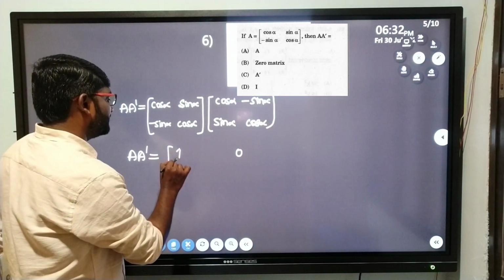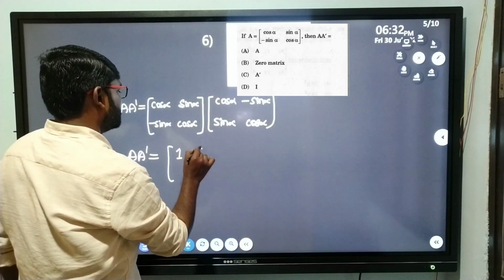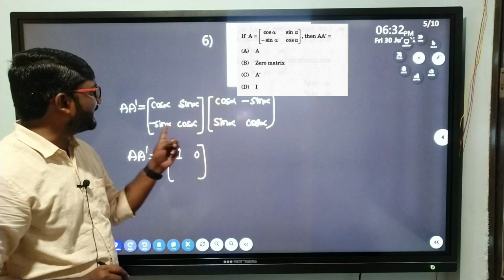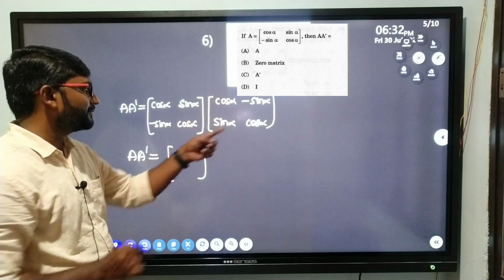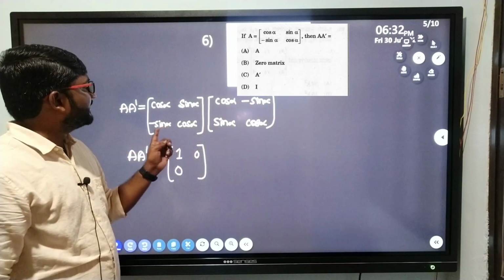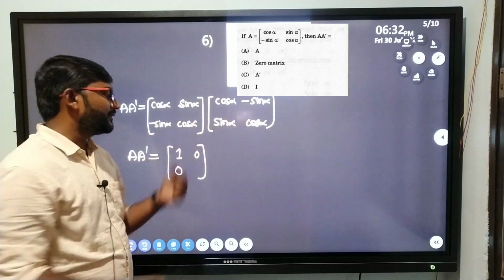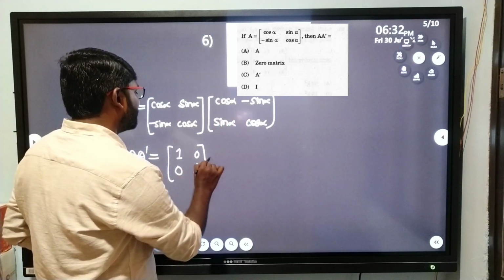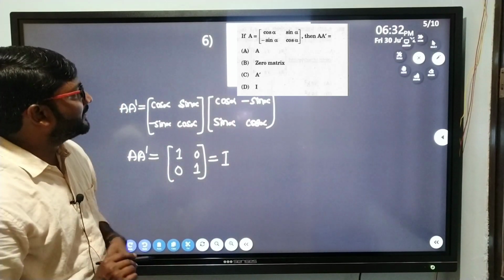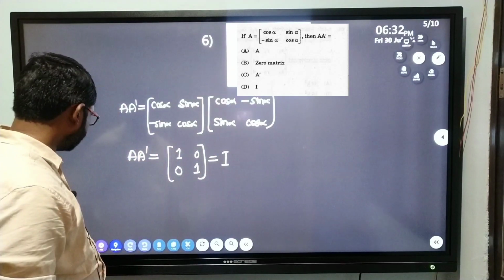So this is 1, this is 1, then here you get 0. Then second row with the first column: minus sin alpha cos alpha plus cos alpha sin alpha, it is again 0. Then second row with the second column: sin square alpha plus cos square alpha, it is 1. So what is this now? This is nothing but I. A into A dash is I. Option D, the fourth option, is the correct answer.